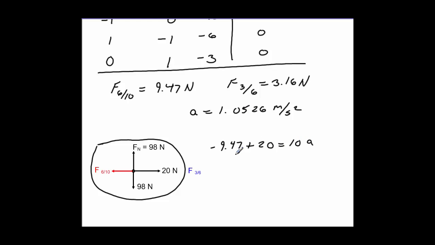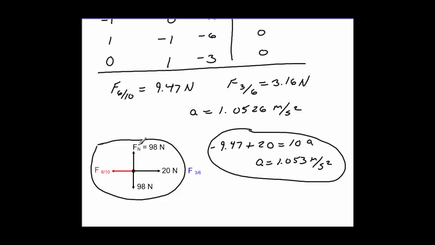So when I take 20 minus 9.47 divided by 10, I get 1.053, and that's exactly on. So that's our spot check. We've got exactly the same acceleration within rounding. So we know we got it right. So that is correct, and that's all you have to do with this problem.